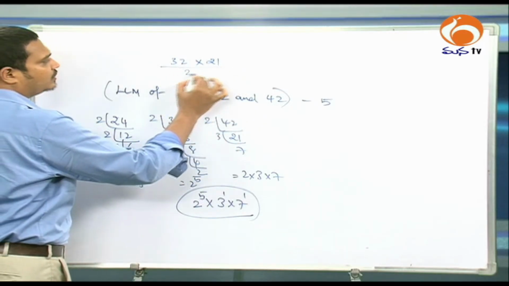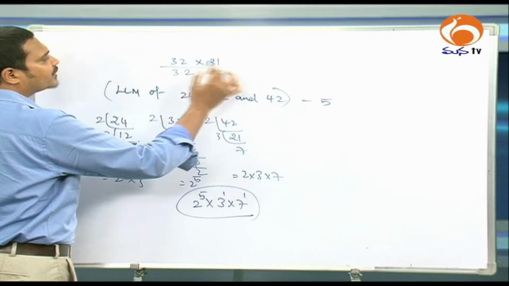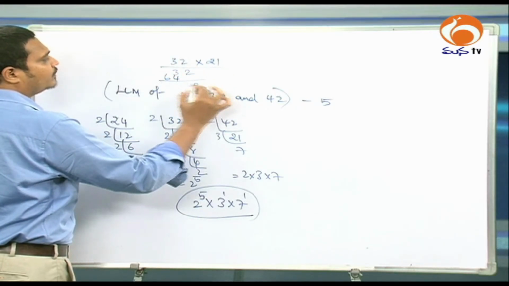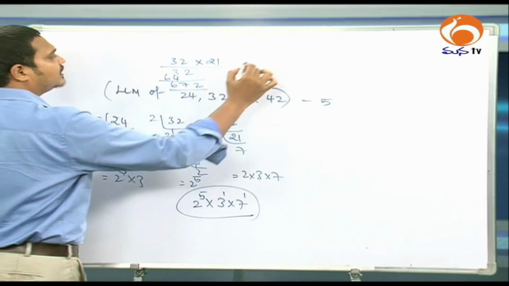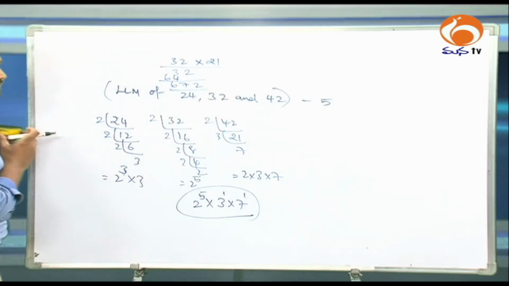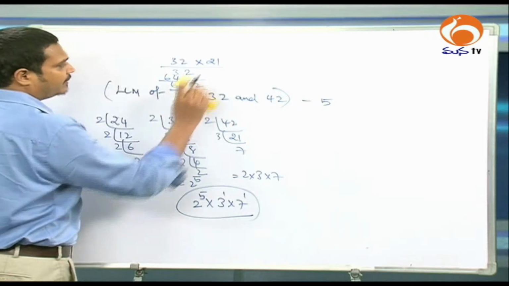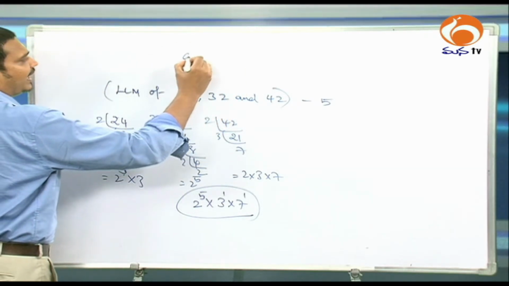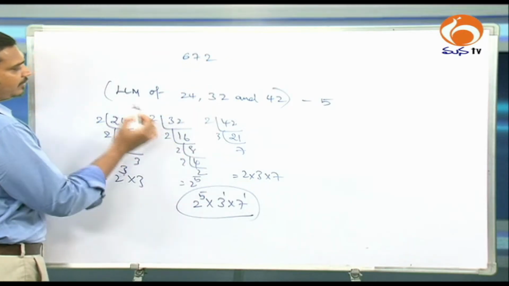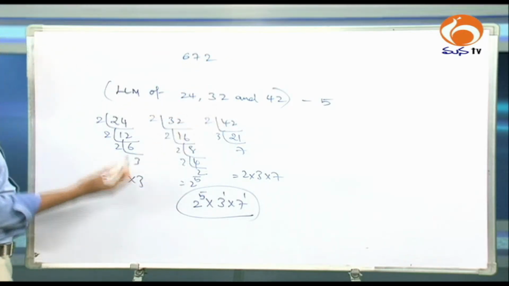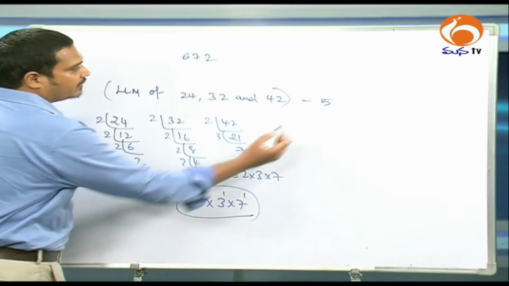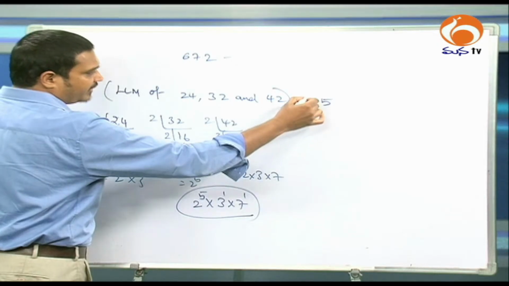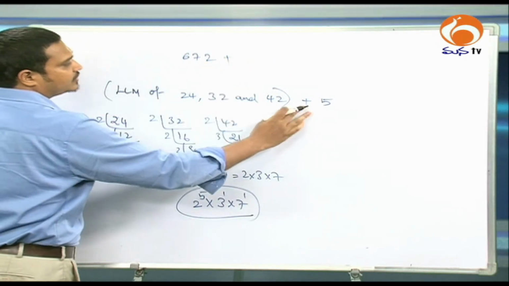So 32 times 21: 1 times 2 is 2, 1 times 3 is 3, and 2 times 2 is 4, 2 times 3 is 6. Probably 672. So 672 is the answer, and this is the LCM, not the final answer. So the LCM of 24, 32, 42 is 672. Now we need to subtract 5 from that. Am I right? So not exactly, we need to add 5. Alright, so we need to add 5 here.